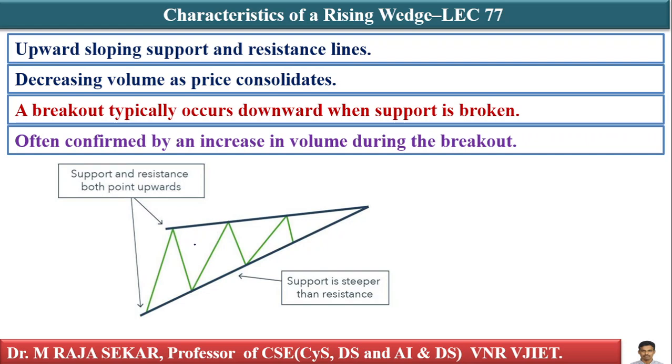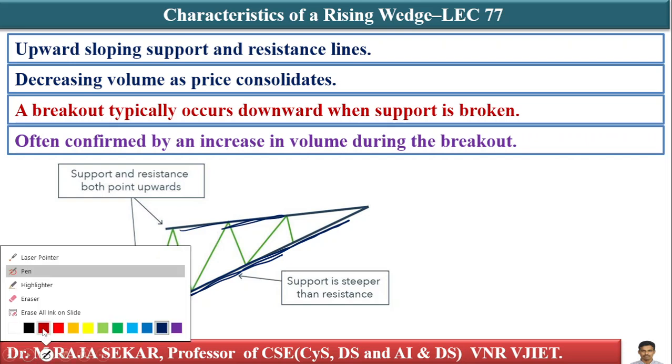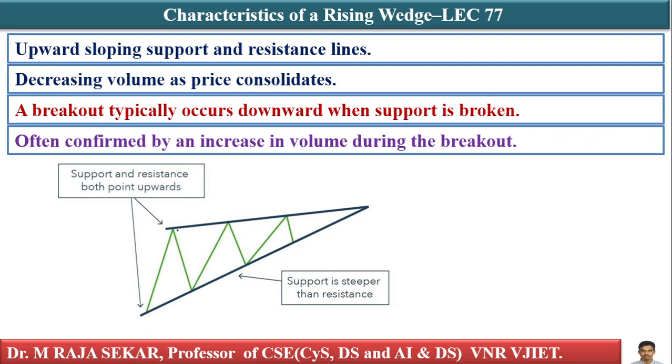The support line rises at a steeper angle than the resistance line, indicating weakening bullish momentum. The support line is steeper than the resistance line. And these are converging trend lines. Just see this trend line and this trend line; they are converging. The price movement narrows, showing decreasing volatility.